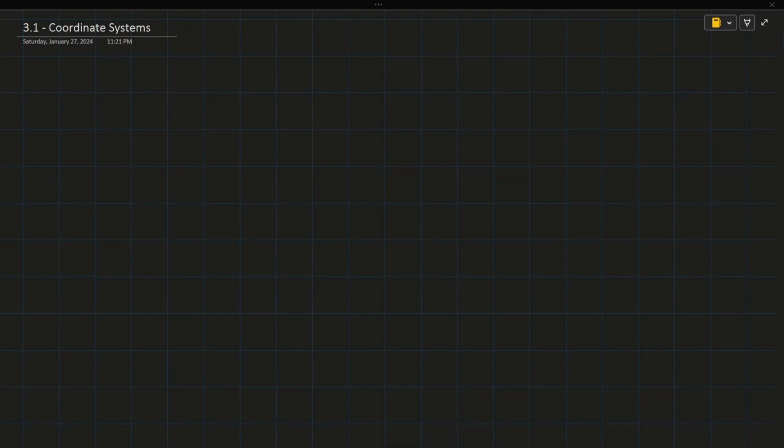Everyone, welcome to the lecture on Chapter 3, Section 1, Coordinate Systems. So this is from Chapter 3, which is on vectors. So let's just jump right into this.